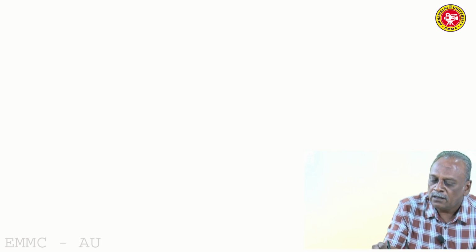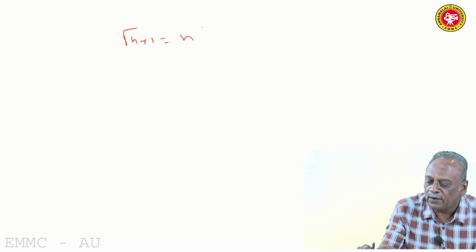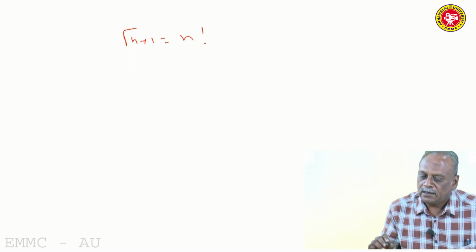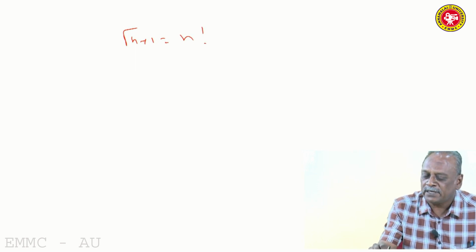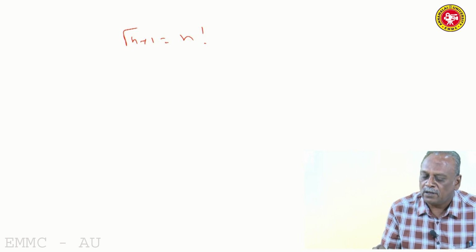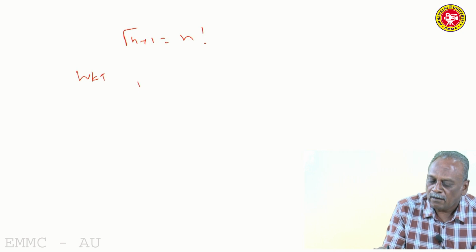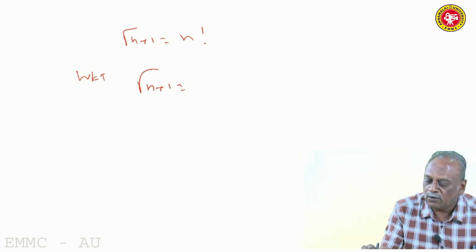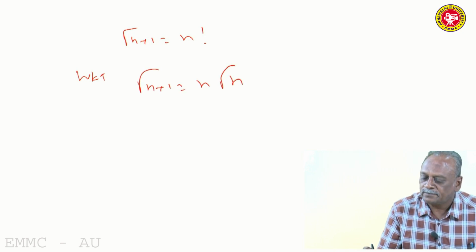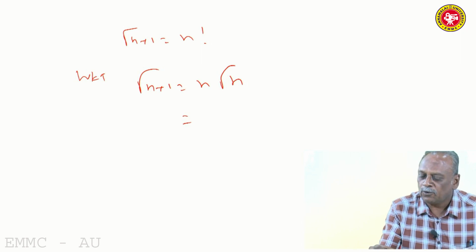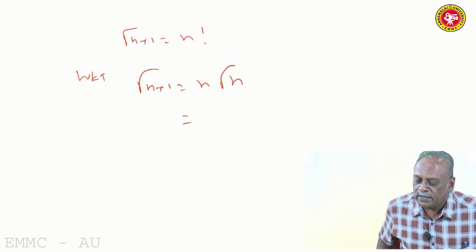Now, the recurrence relation for gamma function: gamma n plus 1 equal to n factorial. Now we are going to prove that. We know that gamma n plus 1 equal to n into gamma n.